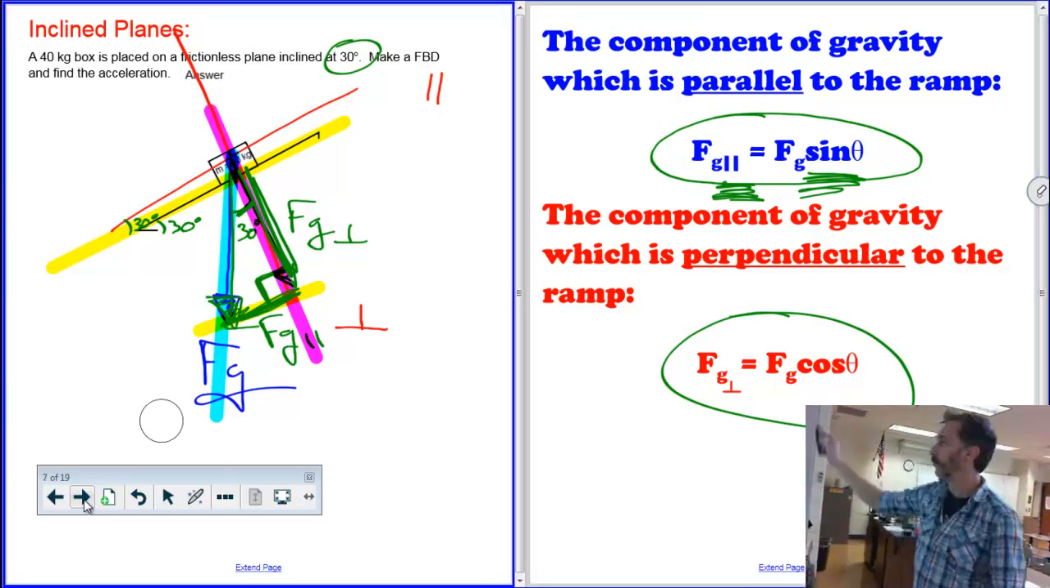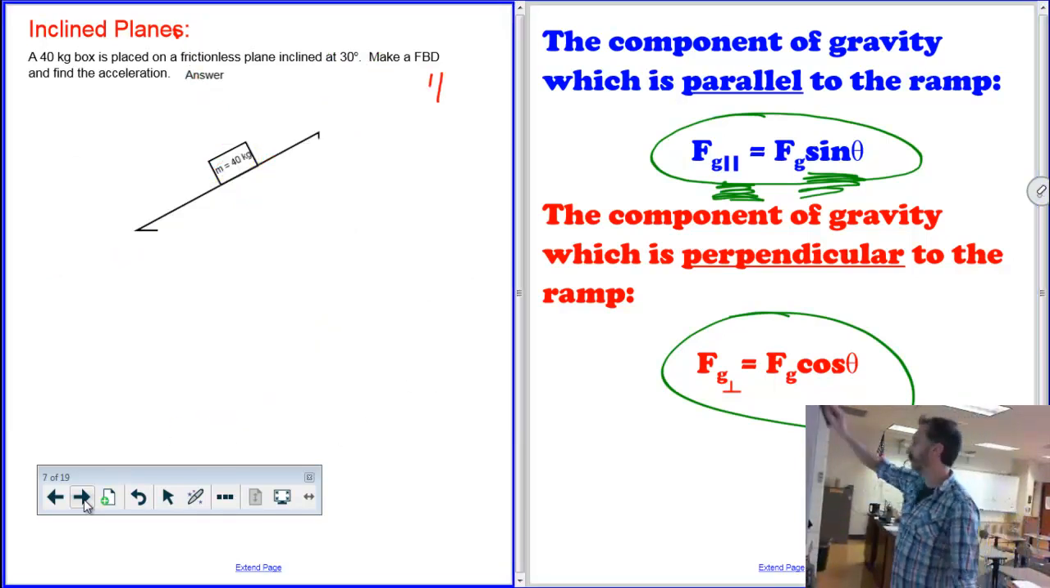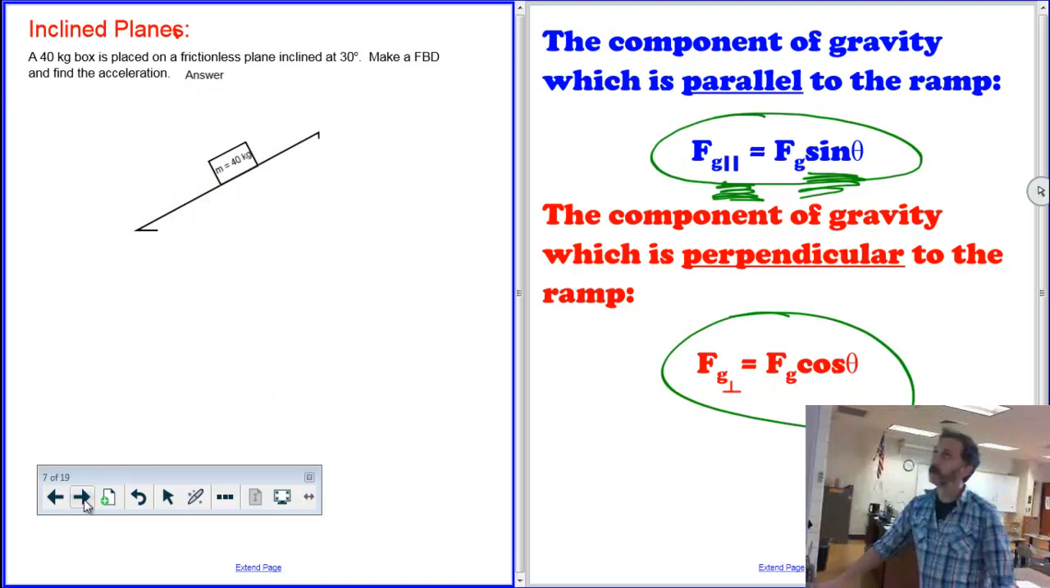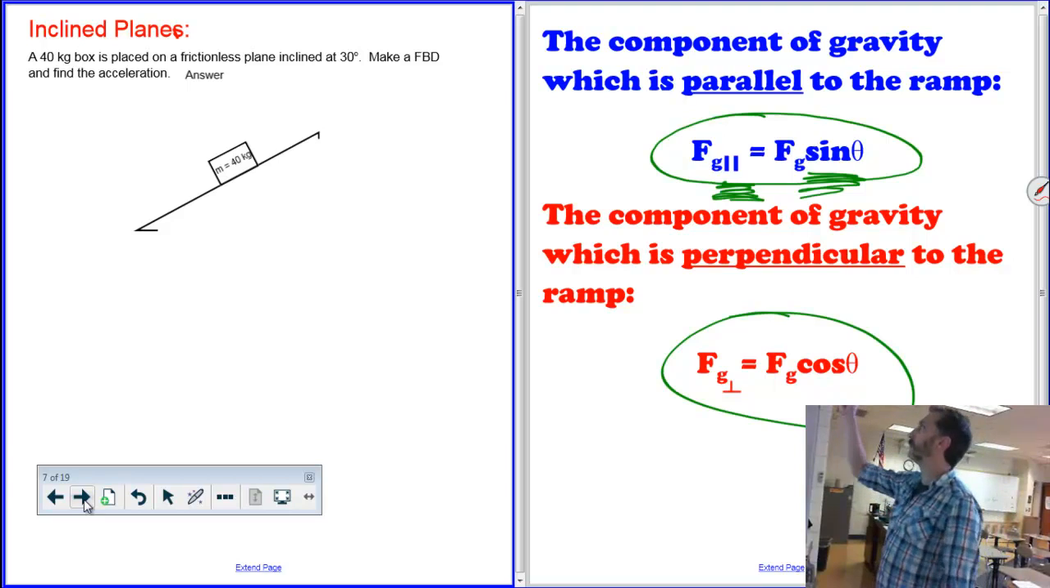Let me erase all of this. So, here's how you solve inclined plane problems, okay? You read the problem. A 40 kilogram box is placed on a frictionless plane inclined at 30 degrees. All right, and your train of thought should be this. Oh, I've got a box on an inclined plane. I should find the force of gravity, right? That's always your first step, is find your force of gravity. So we're going to go, all right, force of gravity.